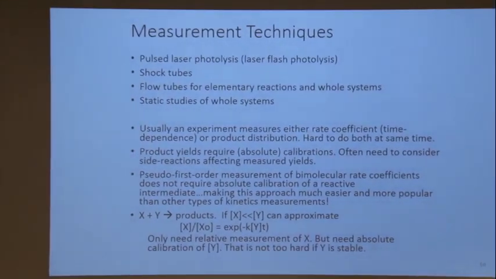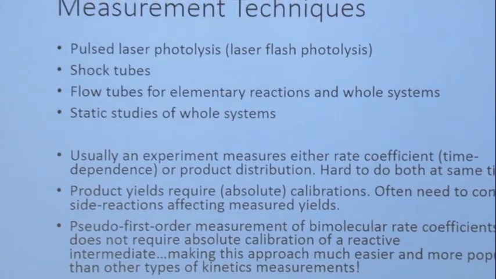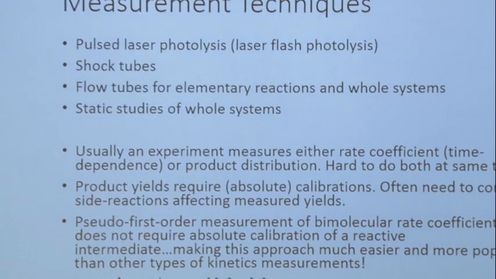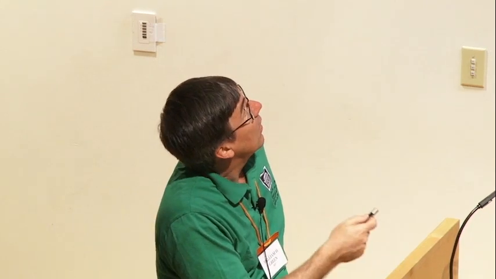Shock tubes is another method where you can suddenly make a lot of reactive stuff. The way that works is you run a shock wave through your stable molecules, and the temperature jumps so high that some bonds break in your regular molecules and make some fragments. And some of those will be reactive intermediates you want to see. And then you can monitor them disappearing.